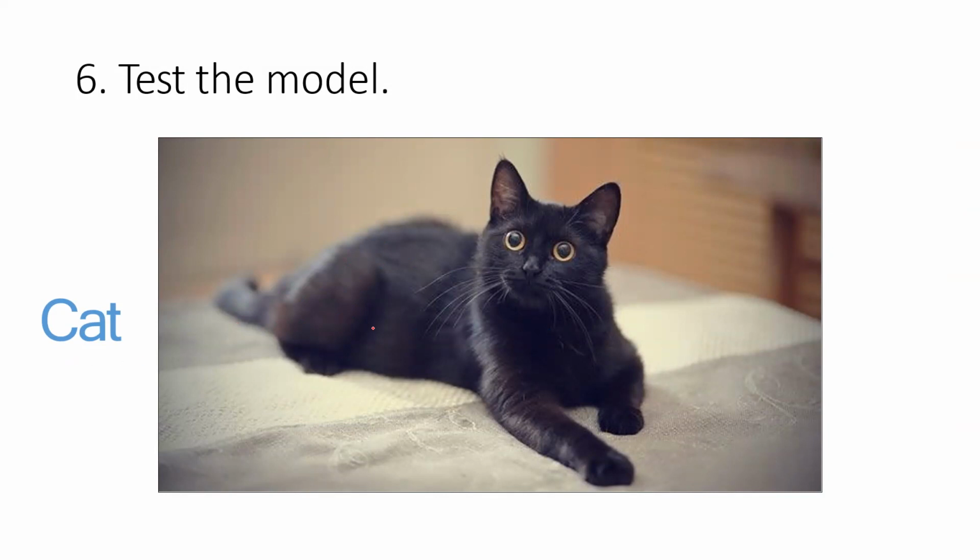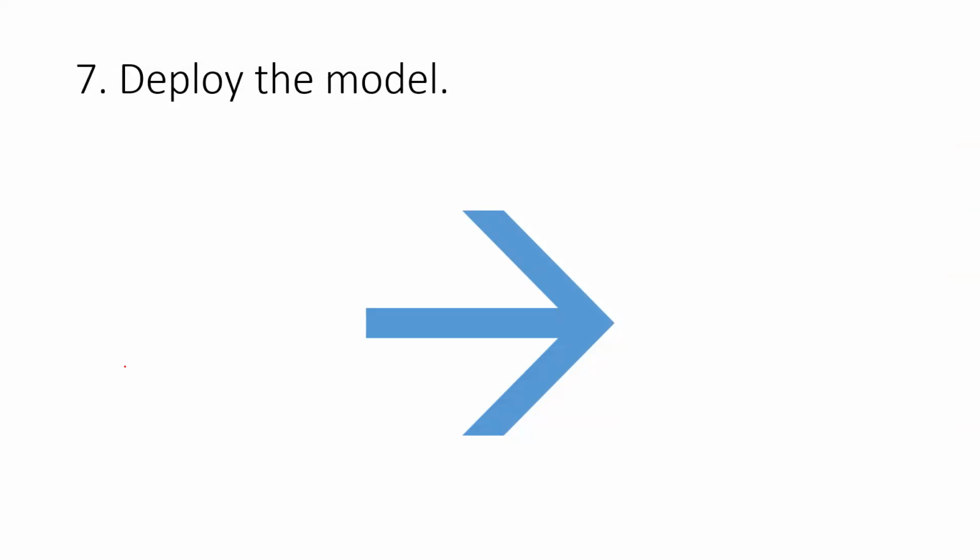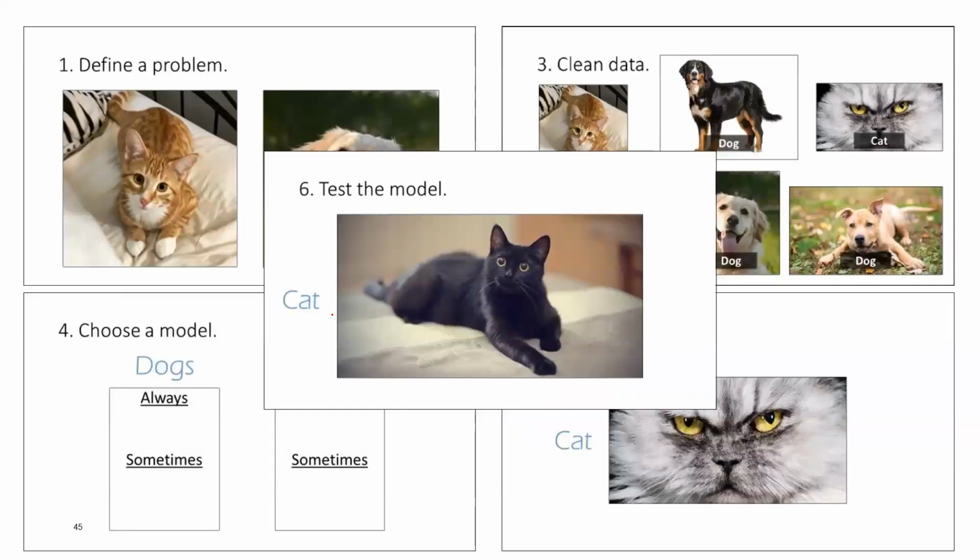Once I give the picture, the model should be able to recognize it as a cat and label it as a cat. If I give the picture of a dog, it should be able to say that it is a dog. Finally, once the model is ready, tested, and its performance has been measured, it is ready for deployment. This is the last phase of the machine learning model that we have developed. So these 7 steps teach us how to do machine learning.